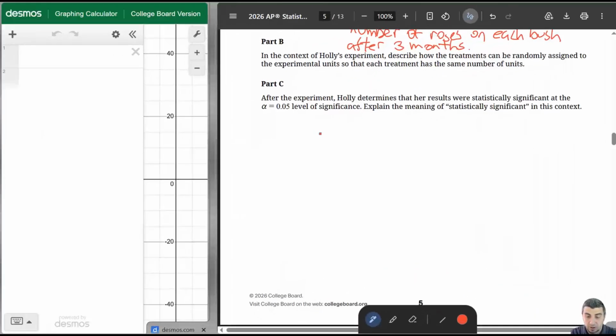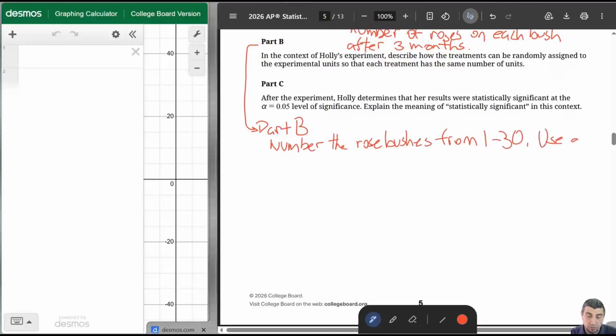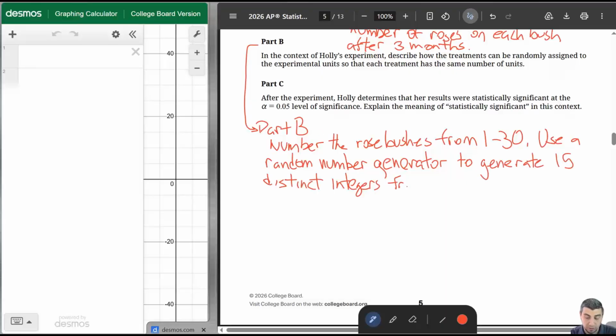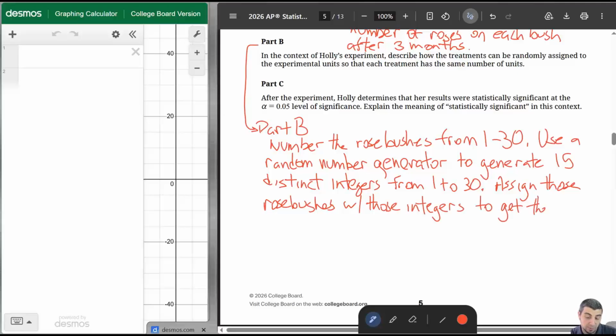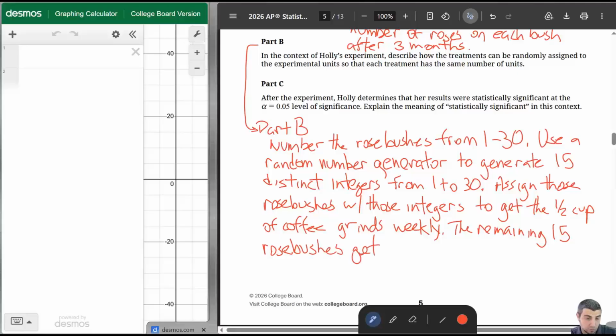Part B, in the context of Holly's experiment, describe how the treatments can be randomly assigned to the experimental units so that each treatment has the same number of units. I'm going to write part B down here. Number the rose bushes from 1 to 30. Use a random number generator to generate 15 distinct integers from 1 to 30. Assign those rose bushes with those integers to get the half cup of coffee grinds weekly. The remaining 15 rose bushes get no treatment.